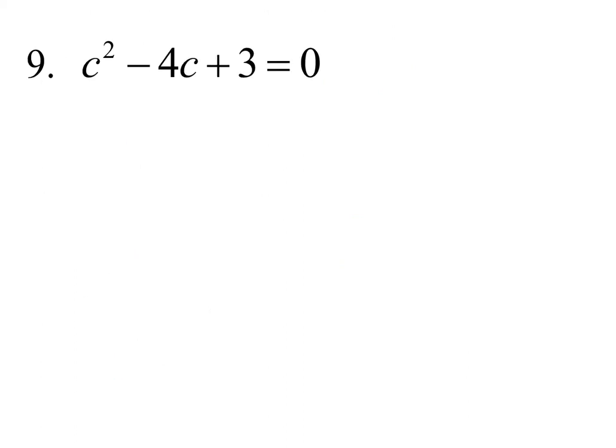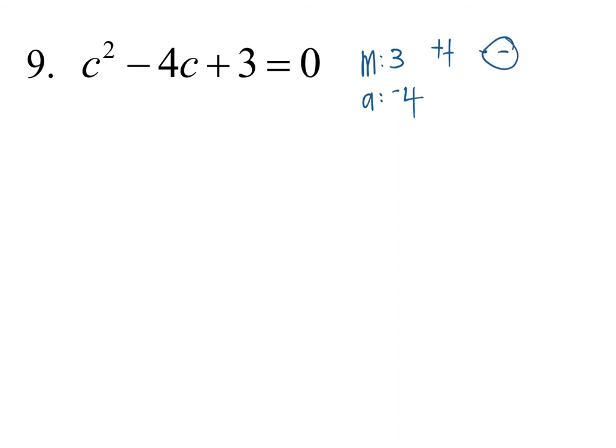On number 9, we're going to try to factor c squared minus 4c plus 3 equals 0. And then we can solve that, once we factor it, by setting both factors equal to 0. So the factors that multiply to give me a positive 3 but add to give me a negative 4. Well, if you're multiplying to get a positive, your signs are the same, so either both positive or both negative. But since you're adding to get a negative 4, they'll both be negative.